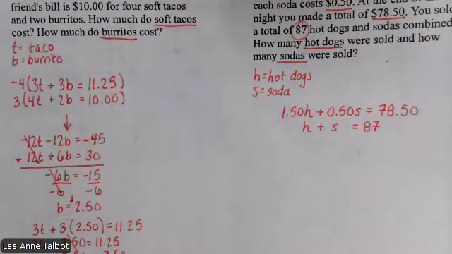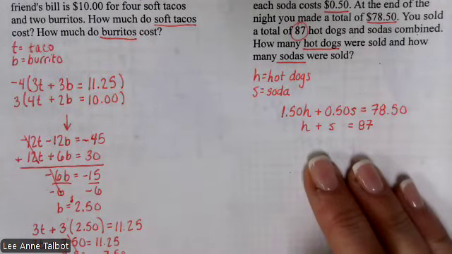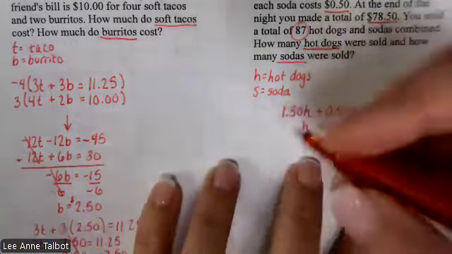Okay. What should we do here? Do you want to multiply the bottom by negative 1.5? Is that what you would do? Or would you like to subtract something and plug it in? Or you want to do substitution? Yes? Okay.